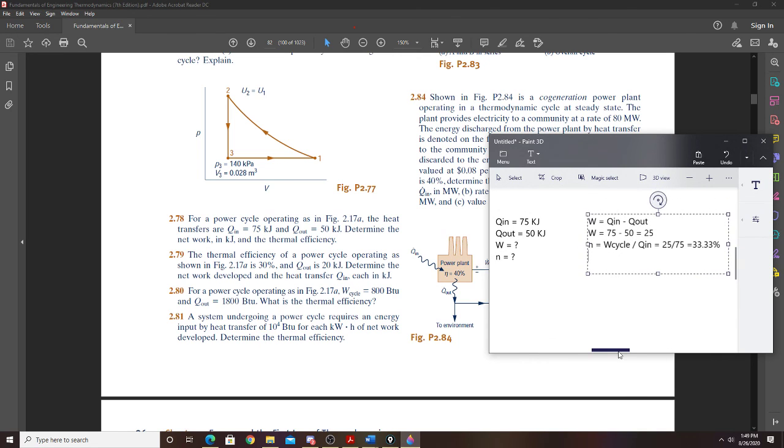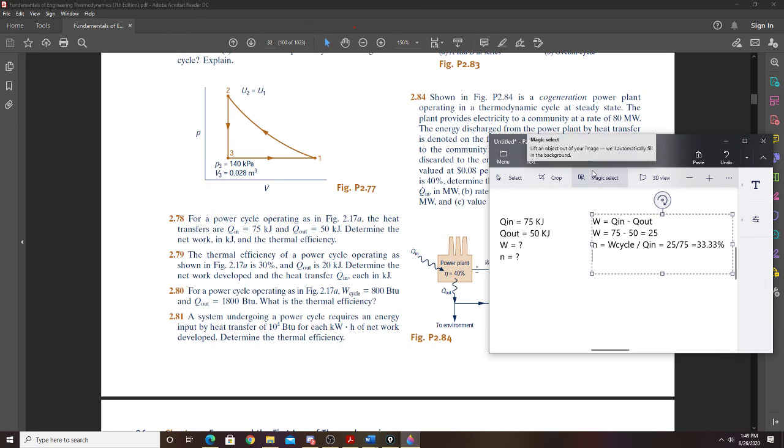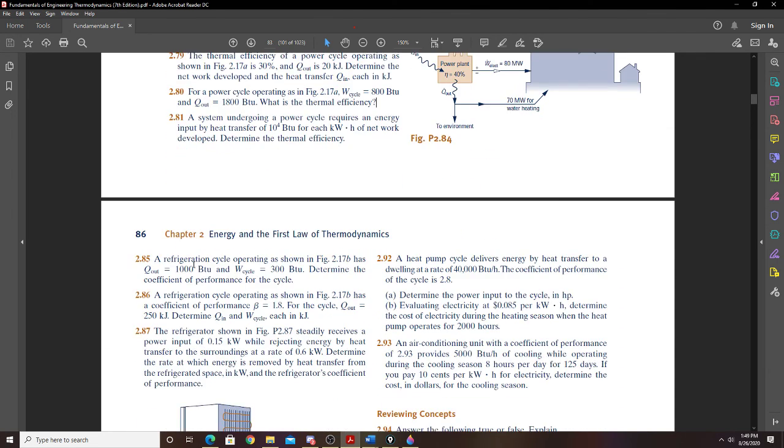All right, so that was a power cycle. I'm not going to do a refrigeration cycle because we're out of time, but essentially you would solve it the exact same way. They would give you some things, like here, I'll even show you. It says a refrigeration cycle operating in that figure, so the previous one has a Q out of 1,000 BTUs and a work cycle of 300. Determine the other ones, right?